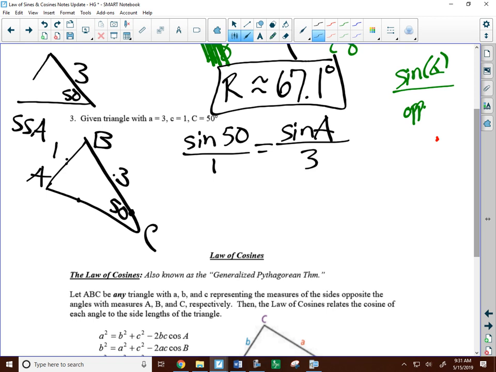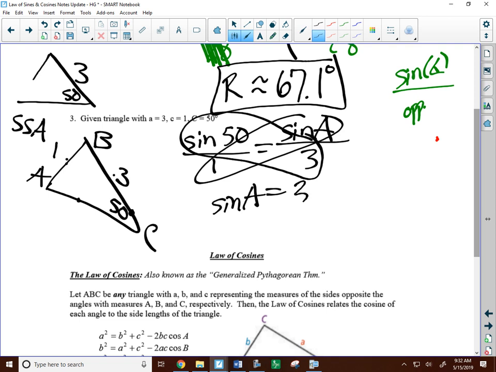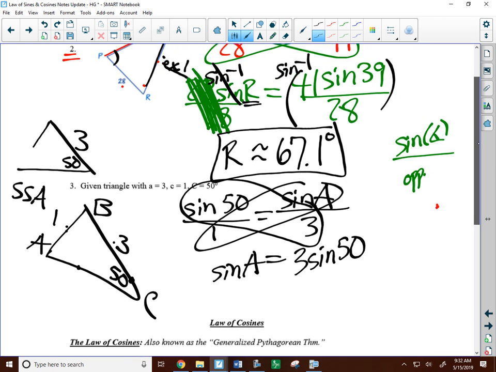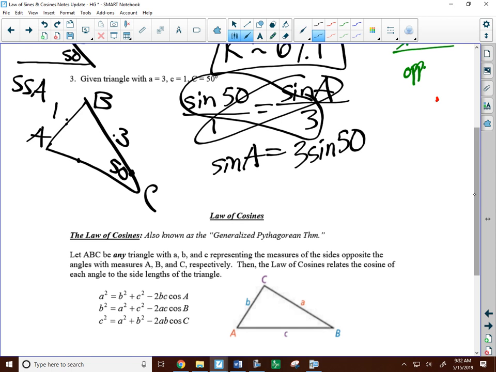Now we cross multiply here. 1 times sine A is just sine A, and 3 times sine of 50 is 3 sine 50. So I don't need to divide. The last one we had to divide by 28 first; here we don't have to. It's just sine of A. So now I do sine inverse, and it's going to give you an error. That's what I was saying: the math will work itself out. It's not a triangle that would work. What would you write? No solution.